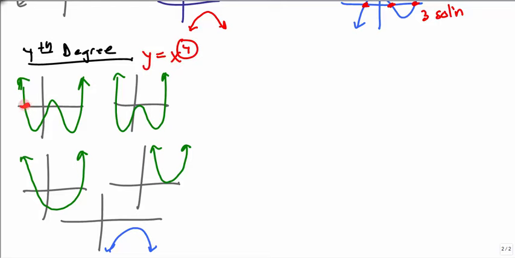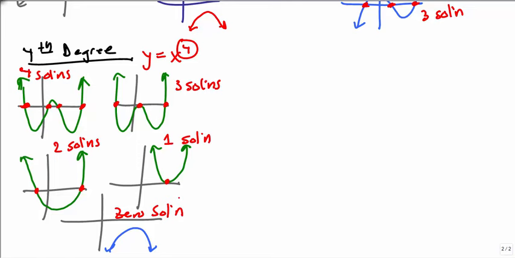The most number of times I can get this to cross the x-axis is 4 times. So here I have 4 solutions. Here I have 3. Here I have 2. Here I have 1 solution. And here I have 0 solutions. So again, this is 4 solutions, 3 solutions, and again these could be called roots or zeros as well, 2 solutions, 1 solution, and 0 solutions.